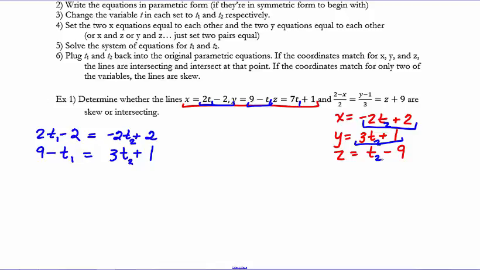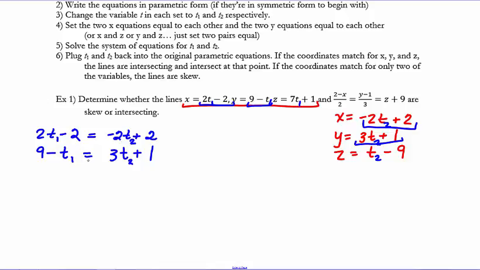If you read in your book, when your book does this, it changes the second T's to S's. I don't really like that because S's look a lot like 5s to me, and I find that very confusing. So I prefer to make a little subscript. It's completely up to you what method you want. But you need to make them different variables. So I call them T sub 1 and T sub 2.